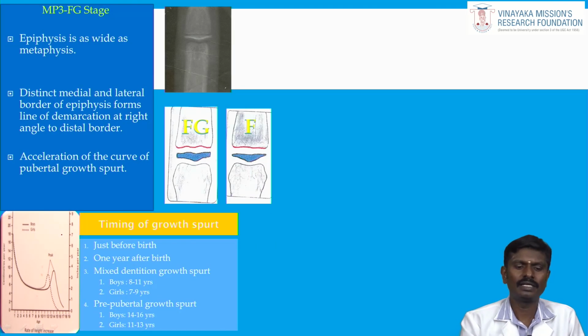The next stage is the FG stage. Here the epiphysis is as wide as the metaphysis, and the distinct medial and lateral borders of the epiphysis form a line of demarcation at a right angle. You can see this right angle here on both sides. This stage shows the acceleration of the curve of the pubertal growth spurt. You can see these things very clearly if there is no rotation in your patient's finger. The patient's finger should not rotate while taking the X-ray. Then you can see these things clearly.